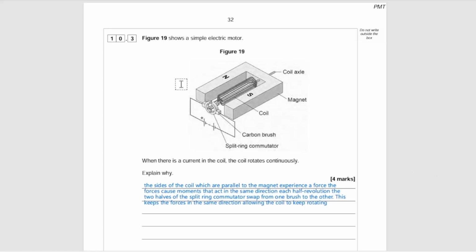So basically, the sides of the coil experience a force, which causes it to spin. However, when it would get to the other way round, it would then start spinning backwards. However, the split ring commutator means that the current is always going through it in one direction, allowing it to keep rotating.